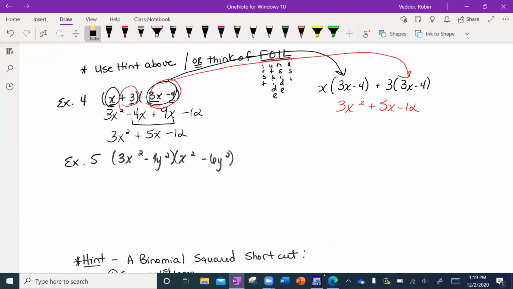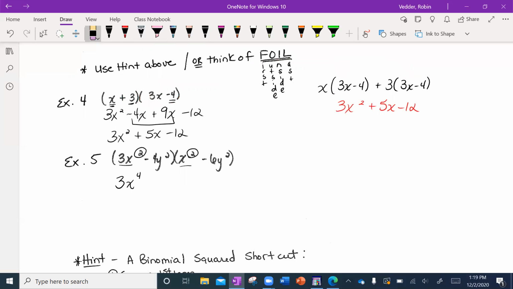The firsts are our first in each parenthesis, 3x squared times x squared. 3 times 1 is 3. And if we add the exponents, 2 plus 2 gives us x to the 4th. For the outsides are the ones that are farthest away from each other, which are the 3x squared and the negative 6y squared. Multiplying our coefficients together first, 3 times negative 6 is negative 18.